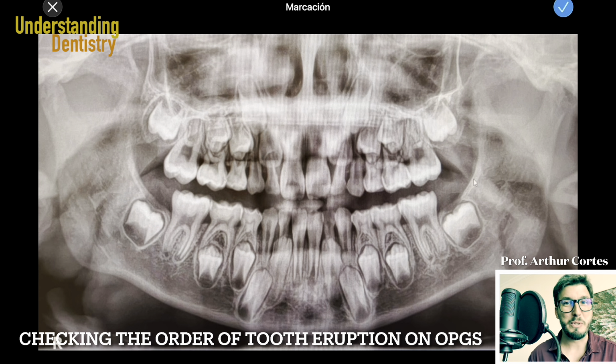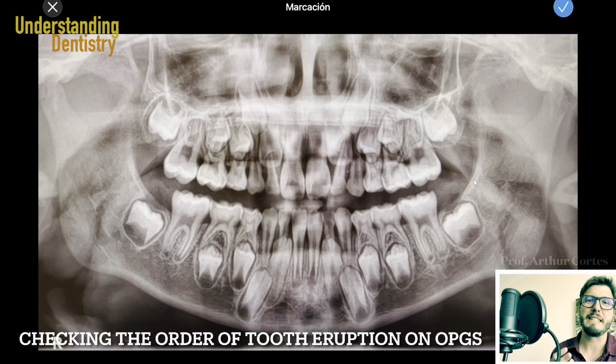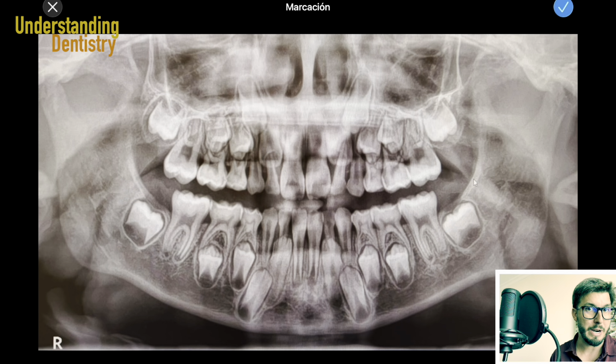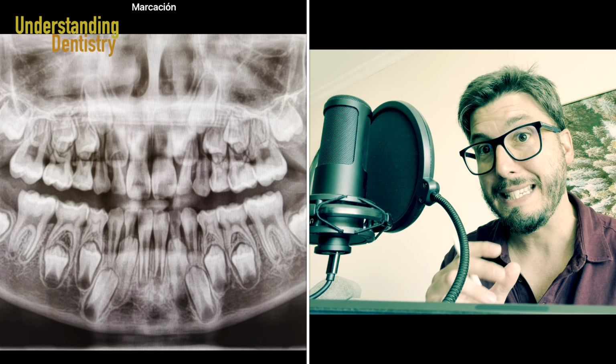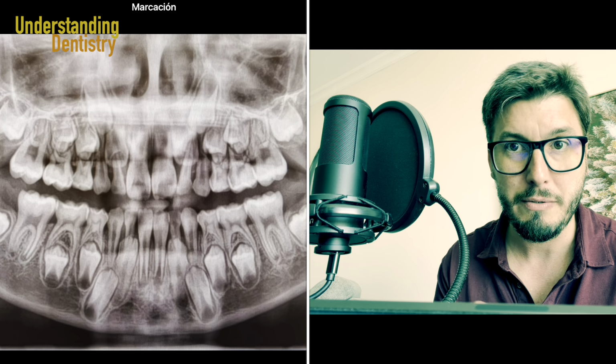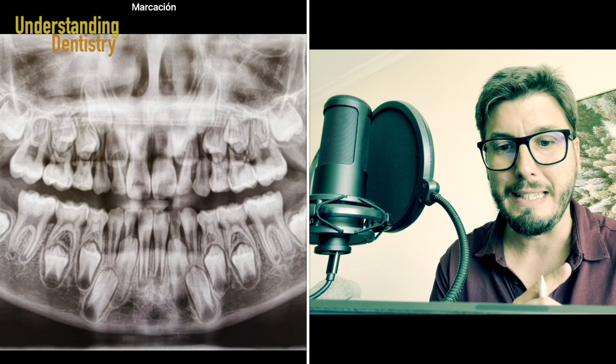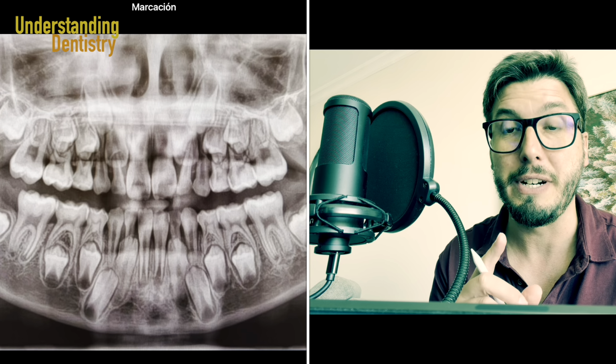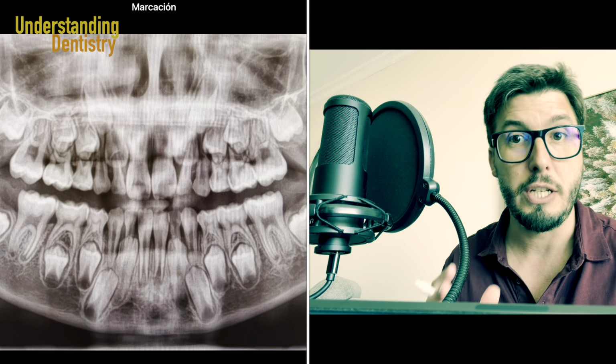Hello guys, and welcome to this quick video for us to finally understand how to see the order of eruption on panoramic radiographs or OPGs. First, let's take a look at this case here, because this is a case of mixed dentition, a 10-year-old patient, and this is very good because we can see the difference between permanent and deciduous teeth.